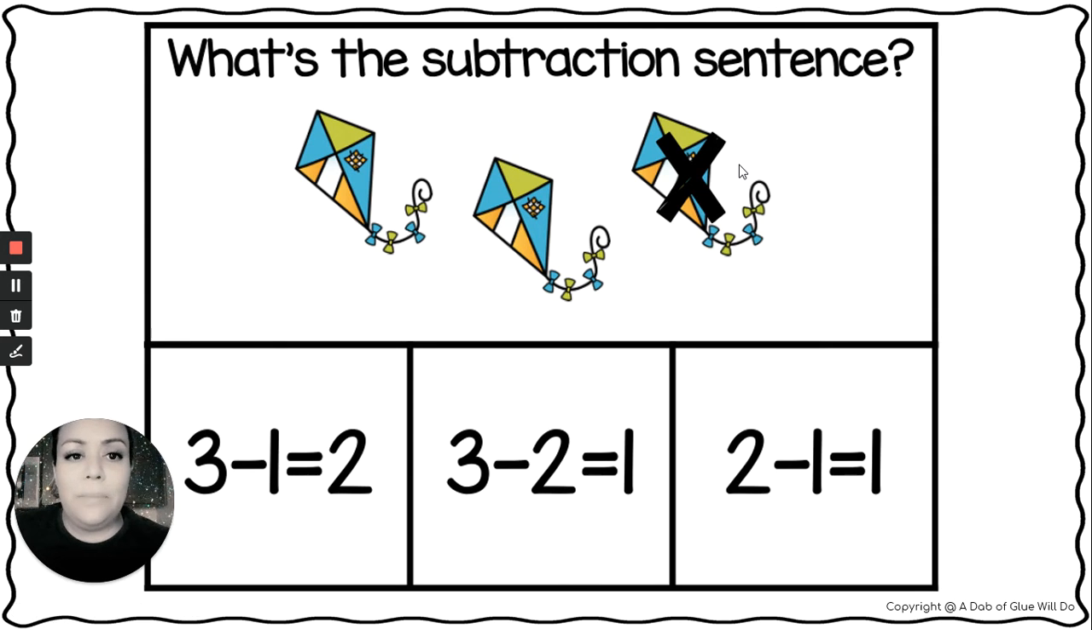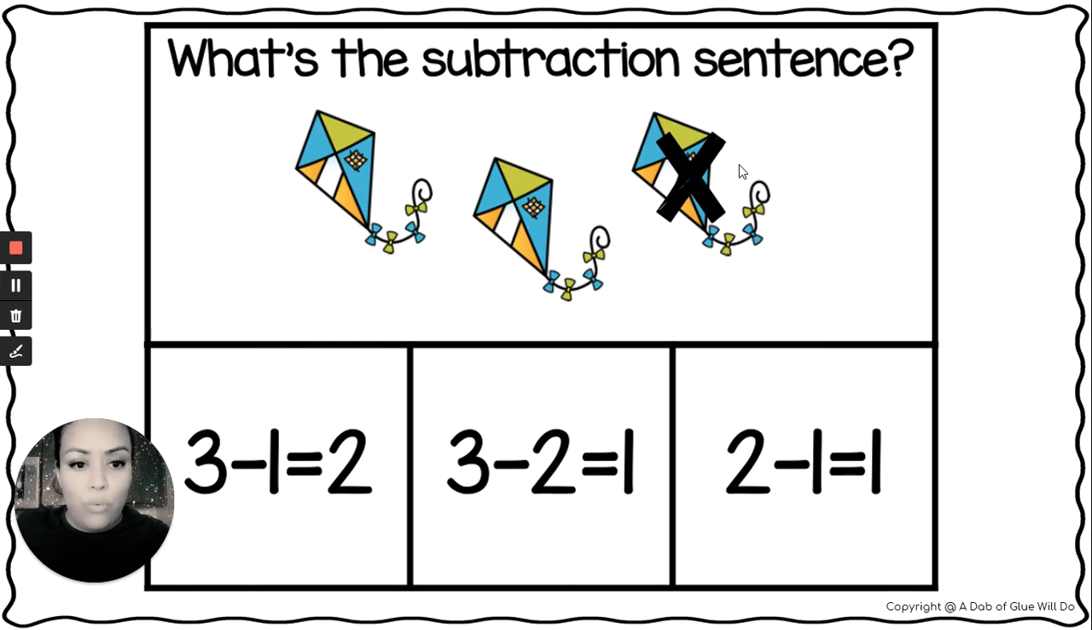All right, let's take a look at the picture. How many kites do we have total? That's right, we have 3 kites. And how many kites are crossed out? That's right, 1. Raise your hand if you can tell me the subtraction sentence. Okay, great. I'm hearing some really good answers. I did hear the answer that I was looking for. 3 minus 1 equals how many? 2. That's right. 3 minus 1 equals 2.